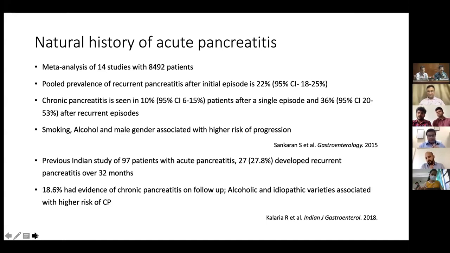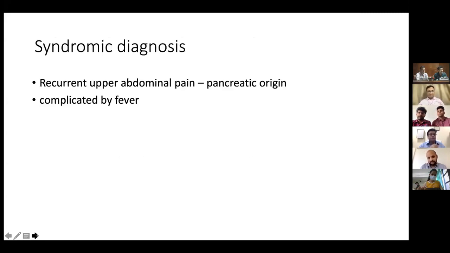But what we want to say is that when there are obvious gallstones, we should go ahead with cholecystectomy as soon as possible. Okay, so I think Vikrant can again take over.